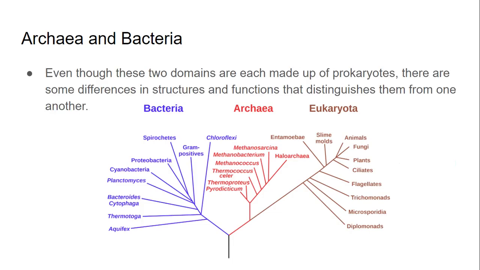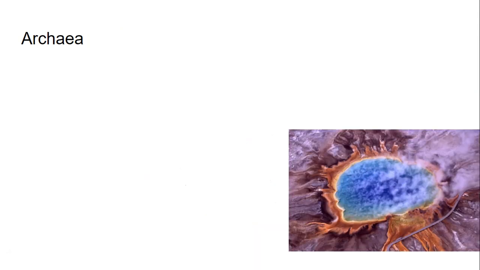So archaea and bacteria, these two domains are made up of prokaryotes, but there are some differences in structures and functions that distinguish them from one another. In a previous lesson, I told you that archaea were actually classified as bacteria up until pretty recently. And now we've found that, if you look at this phylogenetic tree, archaea are actually more closely related to humans, animals, fungi, basically anything that's a eukaryotic cell. They're more closely related to that than they are to bacteria. So we'll look into that a little bit further.